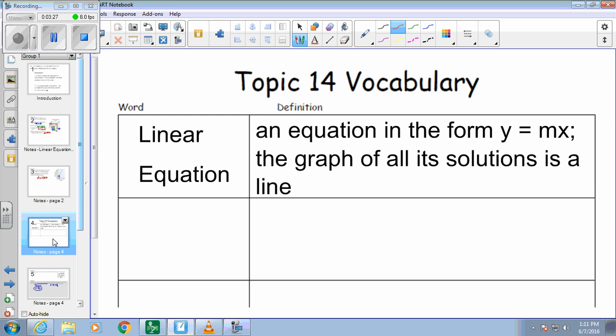This is where you're going to need your vocabulary sheet, so go ahead, take a moment to fill this in. On your notes, it has the key concept, which talks about the same exact thing that we're going to put into your vocabulary right now. So go ahead, pause the video, and fill that definition in.